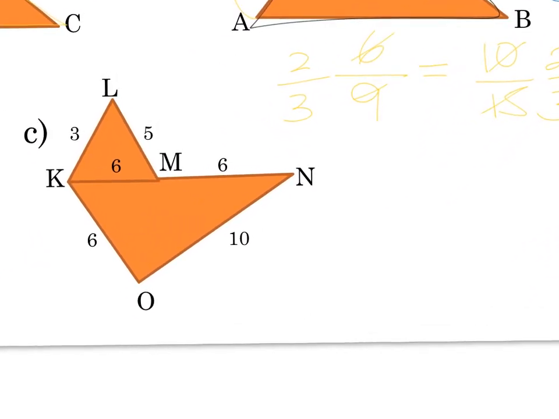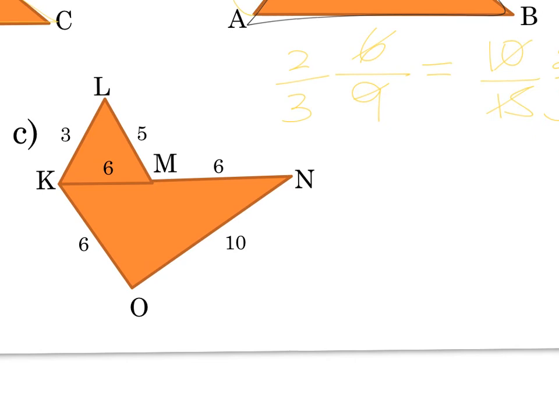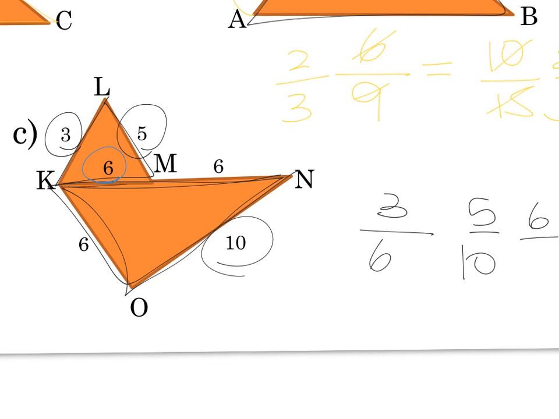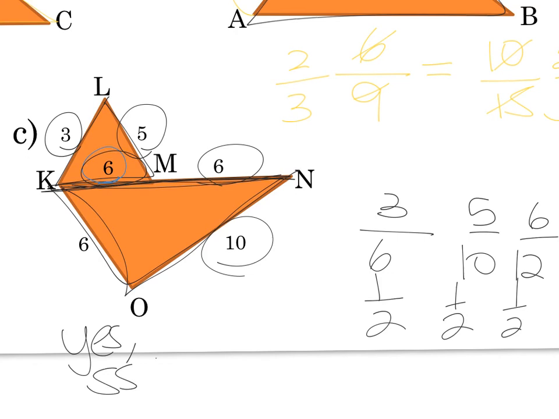And C, this time I've got 3 side lengths. I don't know anything about the angles. So if I put the smaller, which is 3, over the smaller of these 3 lengths, which is 6, and then the middle length, which is 5, would go over the middle length, which is 10, and then the third side, which is 6, on the small triangle, should go over the longest side on the big triangle, which is the 6 plus the 6, or 12. All of these reduce to 1/2, so this is also yes, and it's side, side, side similarity.